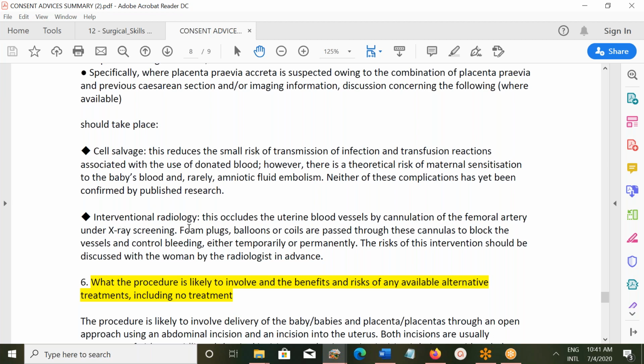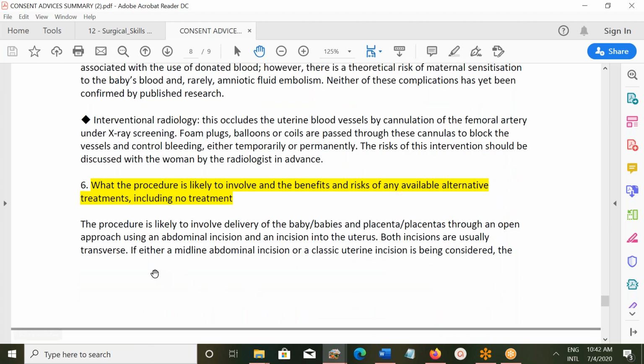Interventional radiology, yes, this will occlude the uterine blood vessels by cannulation of the femoral artery under X-ray screening. So foam plugs, balloons, or coils are passed through these cannulas to block the vessels and control bleeding. Either temporarily they can be inserted or they can be placed permanently. The risks of this intervention should be discussed with the woman by the radiologist in advance. Then what the procedure is likely to involve and the benefits and risks of any available alternative treatments.